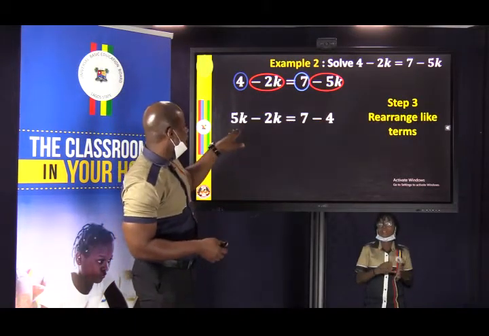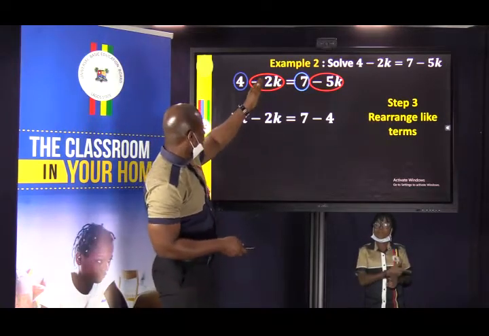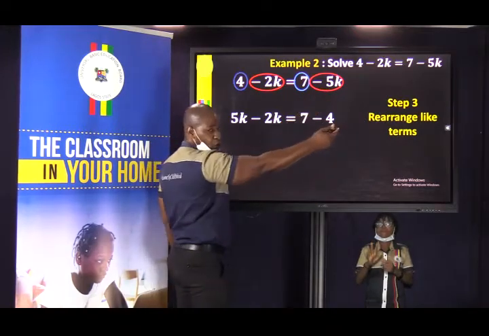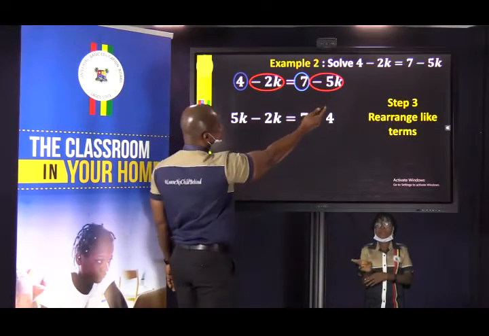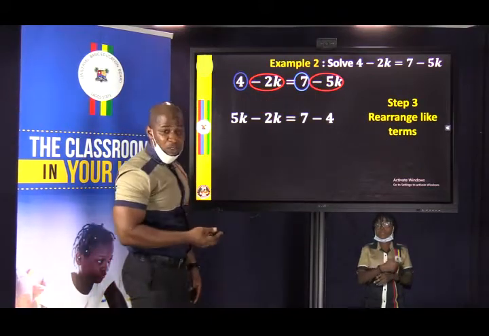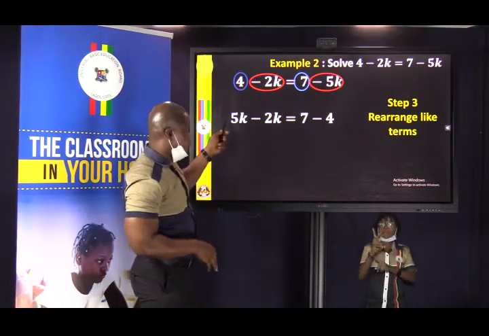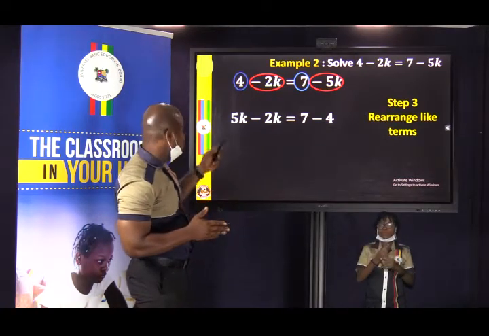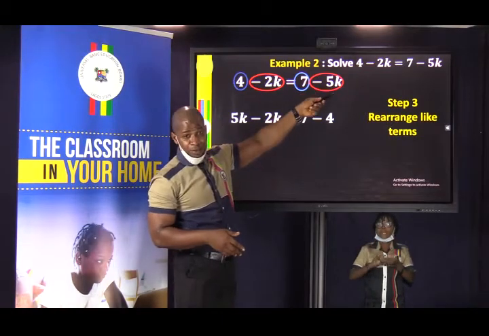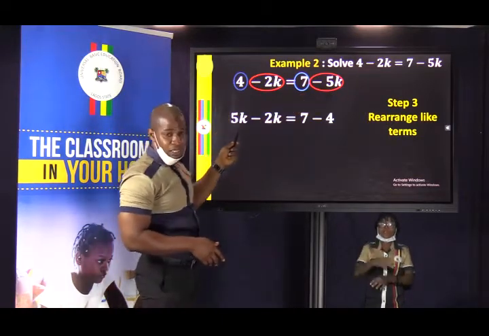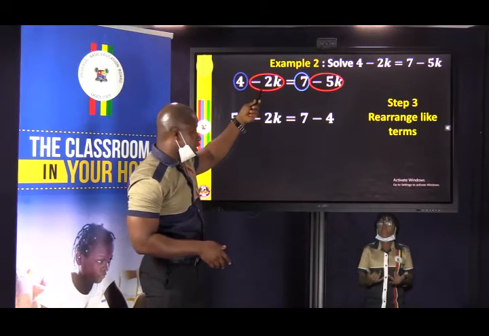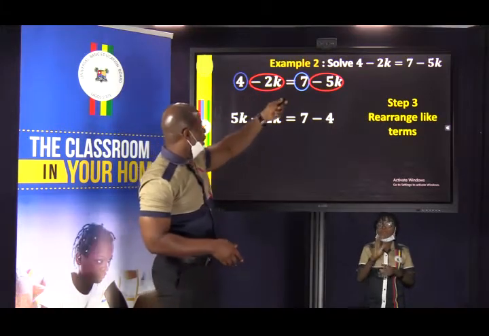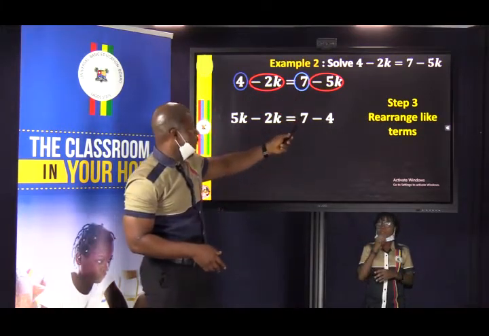So on this side, we have minus 2k coming down, but 5k was on the right side of the equality sign. Now we take it to the left and it becomes positive 5k. And that is why we have 5k here. I just didn't put the plus because we don't begin an expression with plus. So this minus 5k, the negative 5k, has crossed over to the left and it is now positive 5k. This negative 2k did not cross, so it is maintaining the sign. But on the right side, now 7 is positive and it did not cross, so it will still be positive.